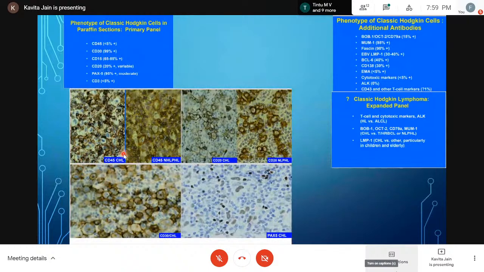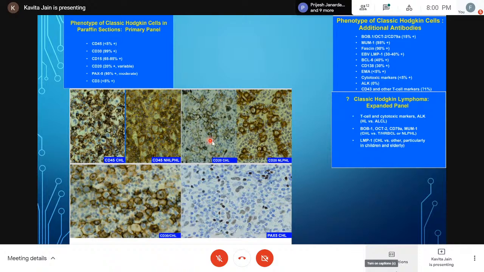If we compare classical Hodgkin's lymphoma and nodular lymphocyte predominant Hodgkin's lymphoma, CD45 is most of the times difficult to interpret because it has been seen that the antibody can leak from the surrounding milieu and show false positivity of the large cells. But still, with an experienced eye, we can make out CD45 negativity, and it does help when we are stuck somewhere. So CD45 is positive in NLPHL.